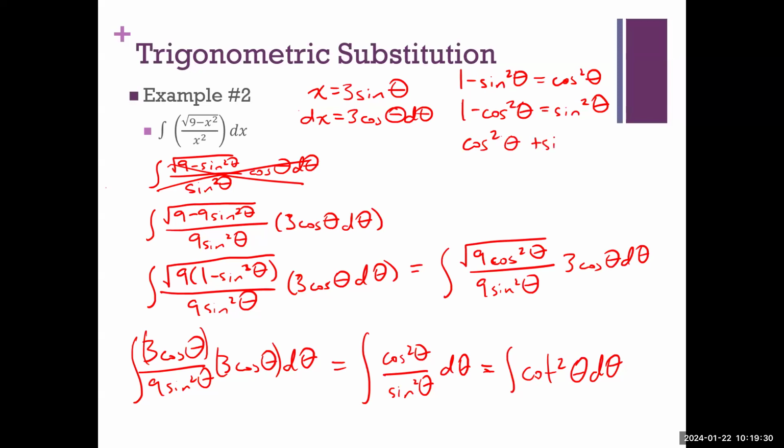So let's go back to this one. Cosine squared theta plus sine squared theta equals 1. And something we've done in the past is divide everything by cosine squared. But what happens if I divide everything by sine squared? Then I get cotangent squared of theta plus 1 equals cosecant squared of theta.